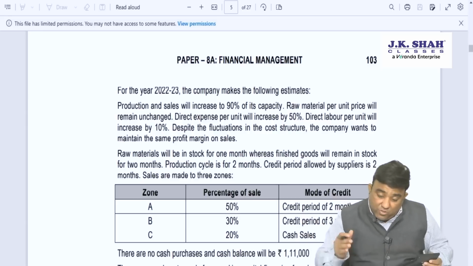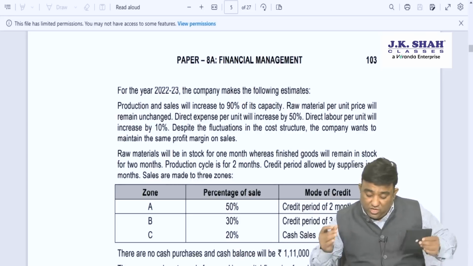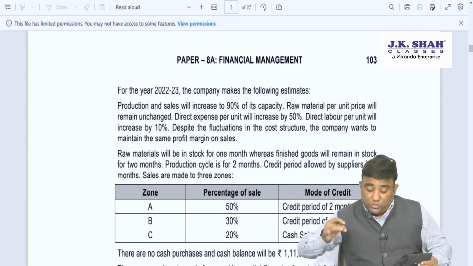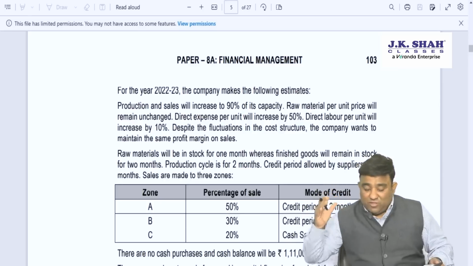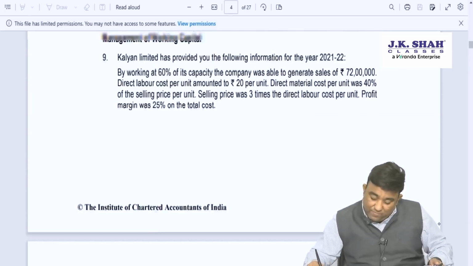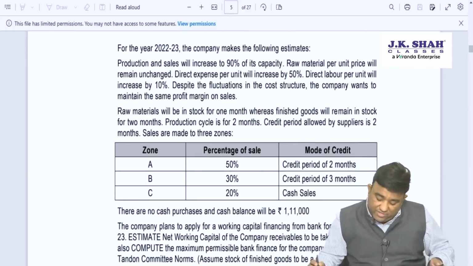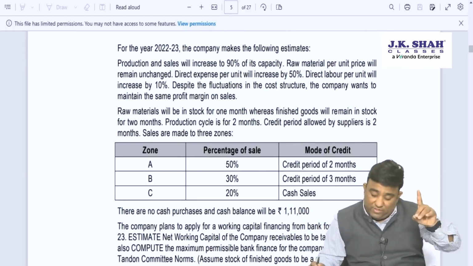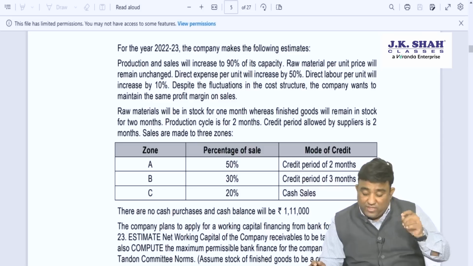Direct labor per unit will increase by 10%. Despite the fluctuating cost structure, the company wants to maintain the same profit margin on sales. So the profit margin, which was earlier 25% on cost, will be the same. Further, raw material is in store for 1 month, finished goods in store for 2 months, production cycle WIP is 2 months, and the credit period allowed by the supplier is 2 months, that is, creditors.